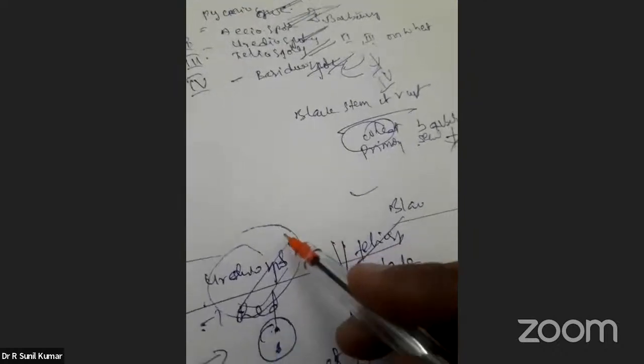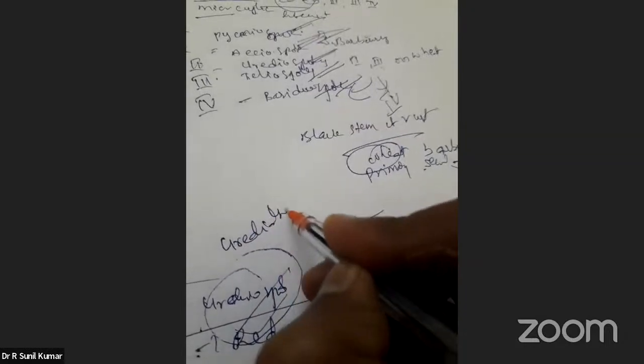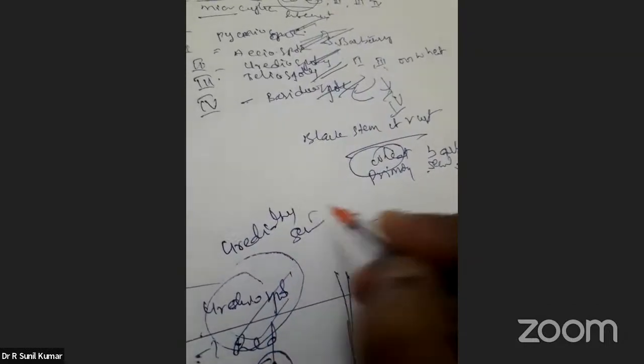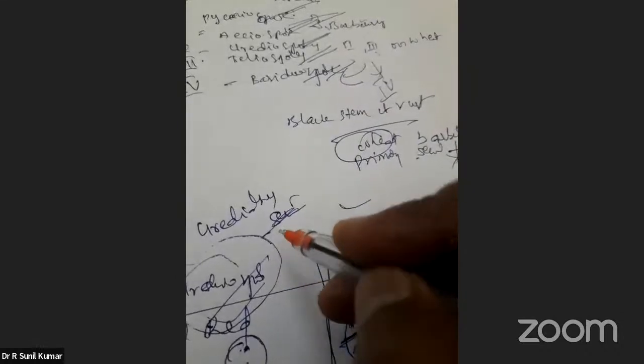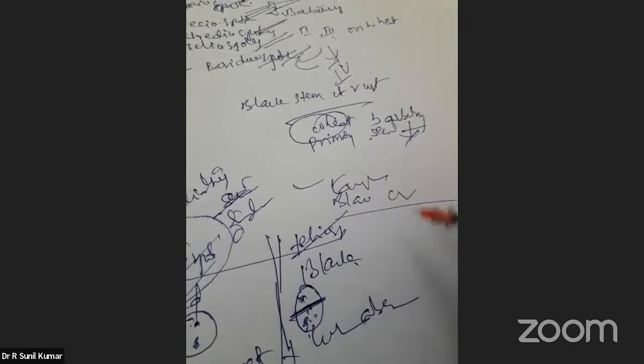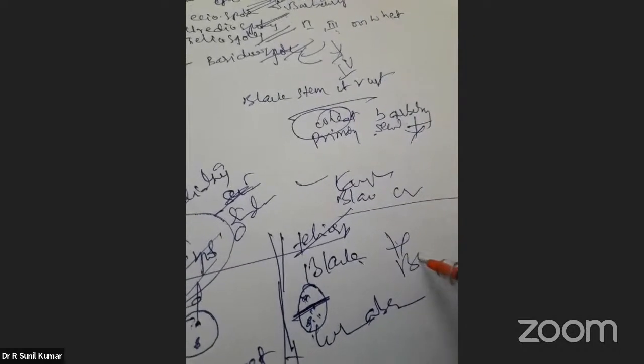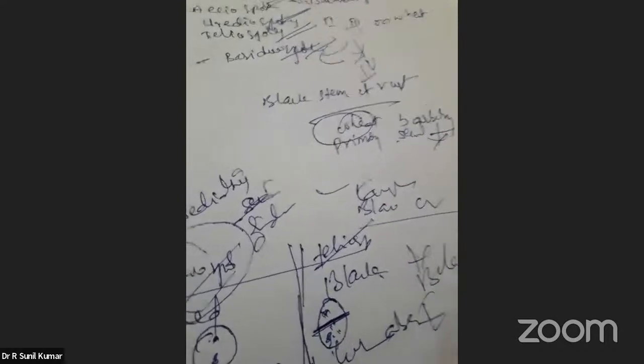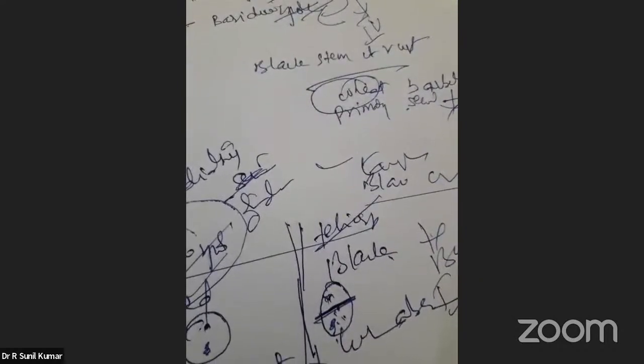Uredospores are seen mainly in the order Uredinales. The order Uredinales, and next, the order Ustilaginales, comes under the smuts for teleospores. These are the major differences between the uredospores and teleospores.